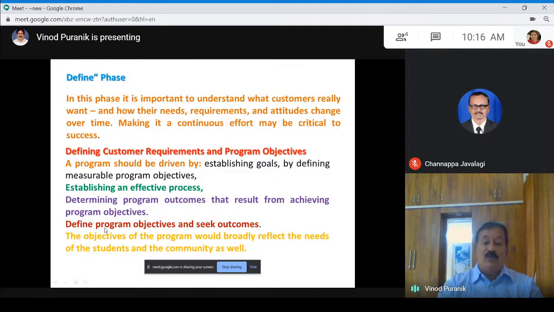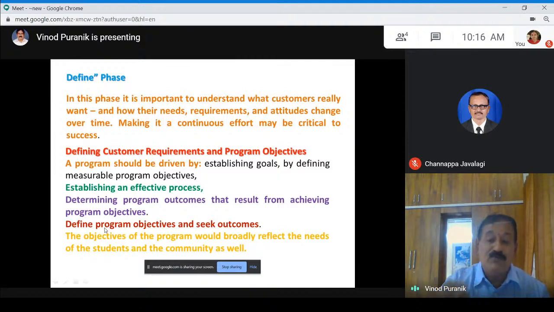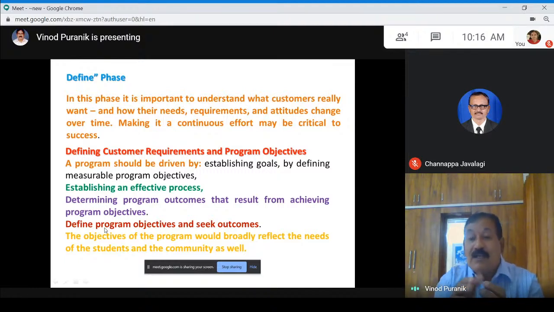So we all know the Six Sigma methodology, okay. So let us start with how you define the things. So very important to understand what customers really want and how their needs, requirements and attitude change over time. So that is very important. You have to define the customer requirements and the program objectives. See, already we know what the program objectives are; how we are able to convert them, the conversion is very important actually.